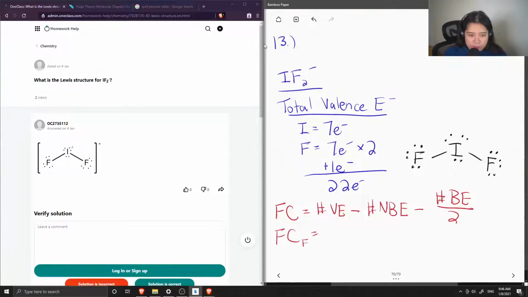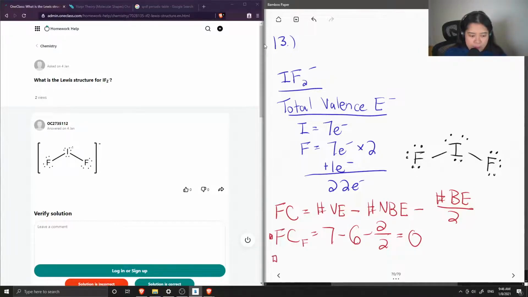Fluorine has 7 valence electrons. The number of non-bonding electrons are the electrons in the lone pairs, so 1, 2, 3, 4, 5, 6. The number of bonding electrons is 2 because there's 1 bond. So 7 minus 6 minus 1 is equal to 0.